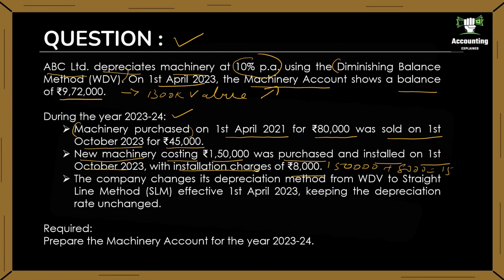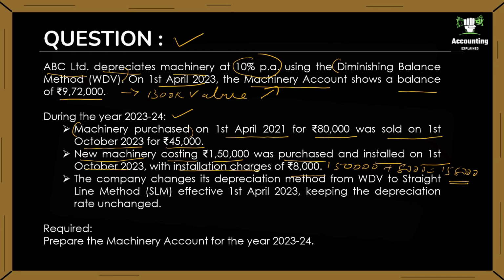8,000, 1,58,000. So if they have given in the question installation charges or erection charges, you have to add it to the purchase price of the machinery and you have to take it to the machinery account. This we have already discussed in our previous videos while doing the depreciation chapter. I will be sharing the link in the description box for the previous videos on depreciation. You can go through those videos for a better understanding.